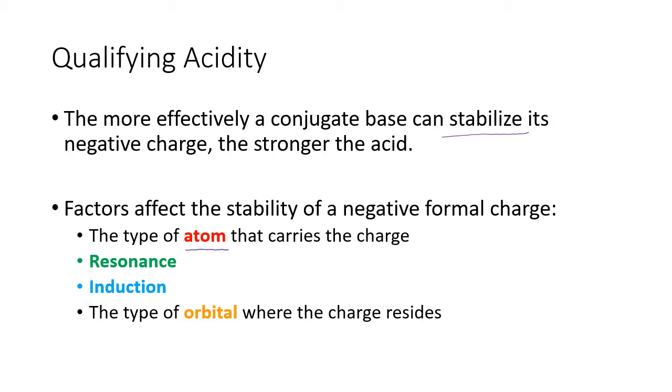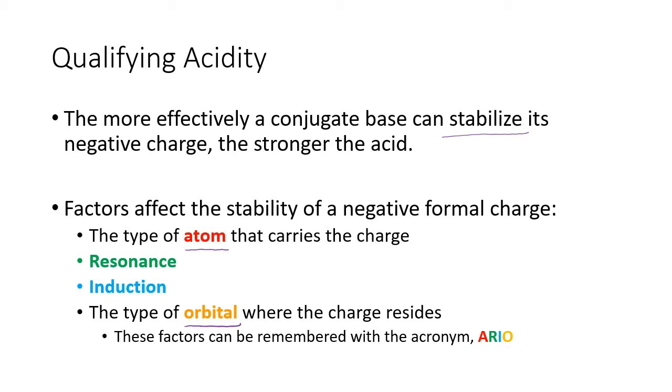So sometimes when we remove a proton, let's say we have a carbanion on a carbon, but maybe the orbital that the negative charge is living in is different for different carbon atoms. If it's a hybrid orbital or an atomic orbital, what is the difference between the orbitals where the charge is living? That has an impact on how stable that negative charge will be when it's left over. So the acronym that you can remember for these 4 different factors is ARIO: atom, resonance, induction, and orbital.